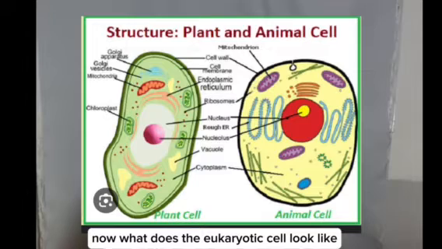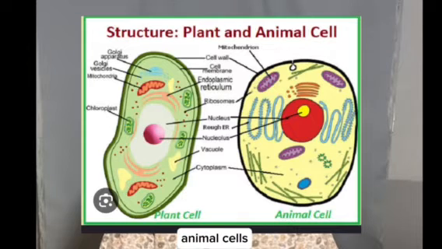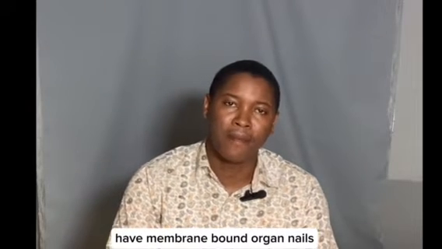Now, what does the eukaryotic cell look like? Examples, like I said earlier, are your plant cells, animal cells, fungi cells. All these cells are eukaryotic cells. Now, eukaryotic cells have membrane-bound organelles.